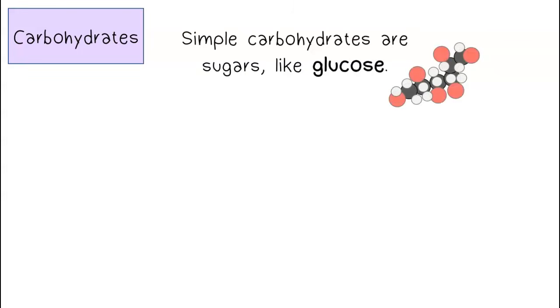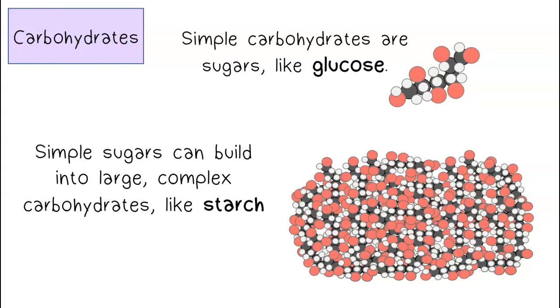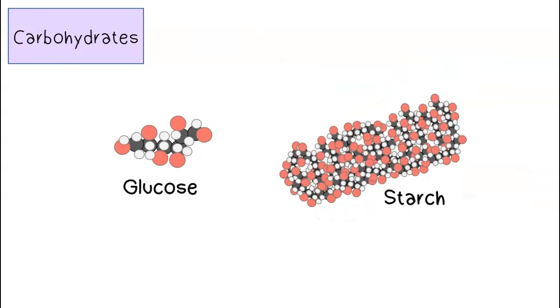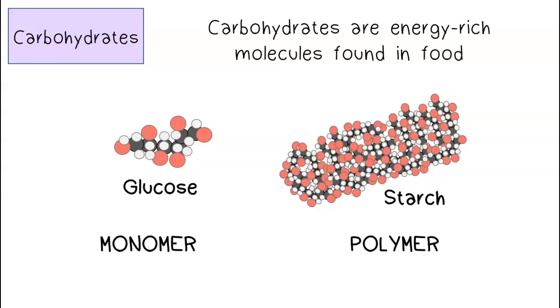Simple carbohydrates are sugars, like glucose. And simple sugars can build into large, complex carbohydrates, like starch. So glucose, a simple sugar, is a monomer. And when many glucose molecules join together, they form starch, a polymer. Carbohydrates are energy-rich molecules found in food.